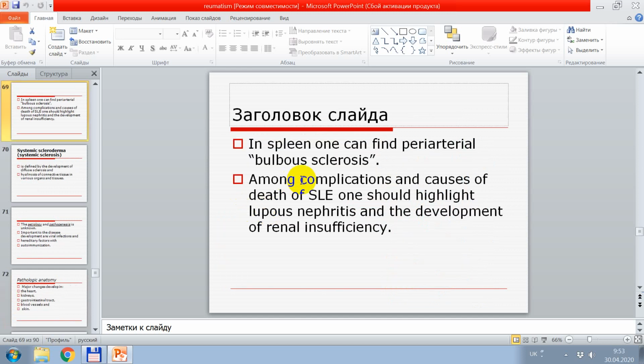In the spleen, one can find periarterial bulbous sclerosis. Among complications and causes of death of systemic lupus erythematosus, one should highlight lupus nephritis and the development of renal insufficiency.